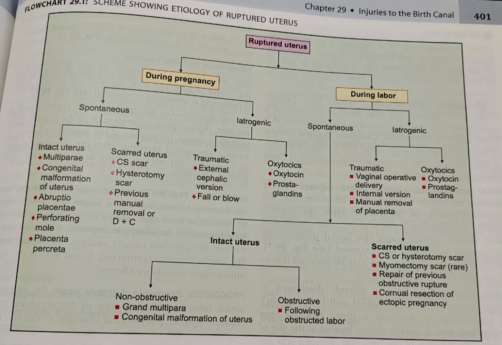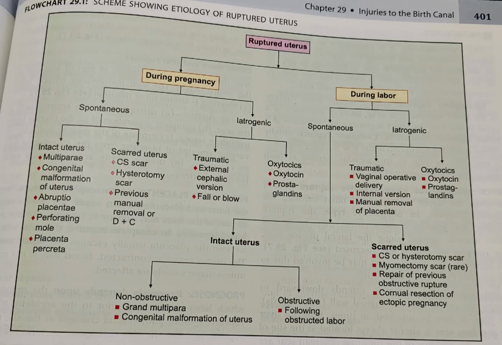Now coming to the causes during the labor. During the labor, it can also be divided into spontaneous and iatrogenic. In spontaneous, we have intact uterus and scarred uterus. Scarred uterus causes are the CS scar, myomectomy scar, or any previous rupture scar repair. In intact uterus, we have grand multipara, congenitally malformed uterus, or any obstructed labor. In iatrogenic causes, we have vaginal operative deliveries, internal podalic version, or manual removal of placenta. These are the surgical and traumatic causes, and oxytocin and prostaglandin as usual.